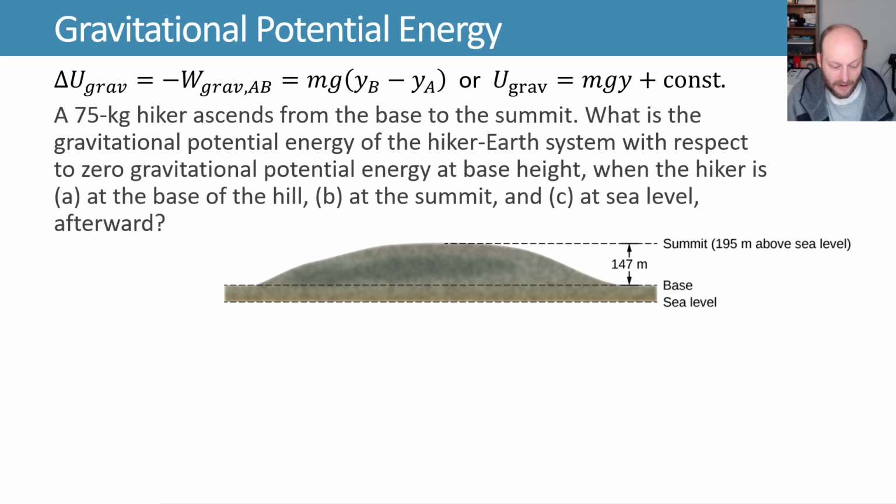Let's say we have a 75 kilogram hiker ascending from the base to the summit, and we want to know, with respect to zero gravitational potential energy at the base height, so this is where we're going to set y = 0 for zero potential energy, what is the amount of gravitational potential energy at the base of the hill, at the summit, and at sea level afterwards? All right. Reminding ourselves that our gravitational potential energy is mgy.